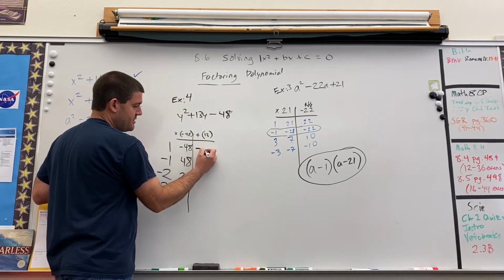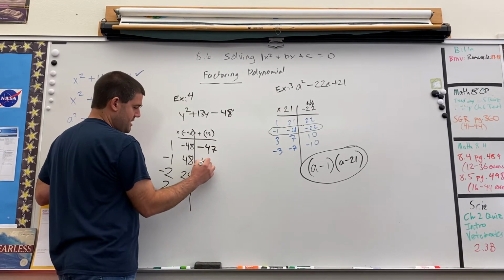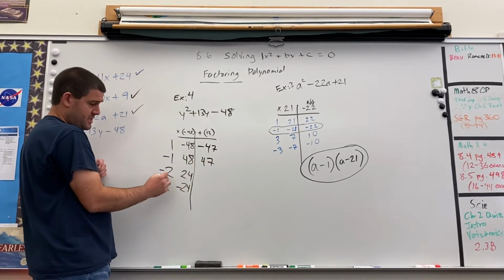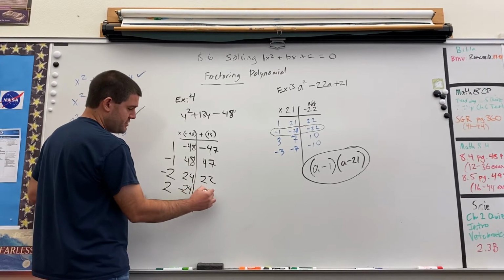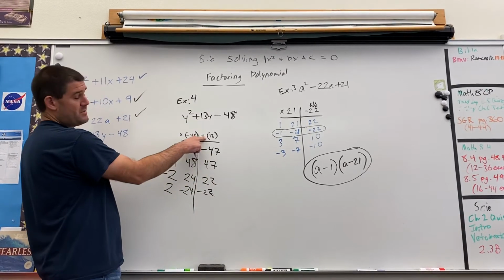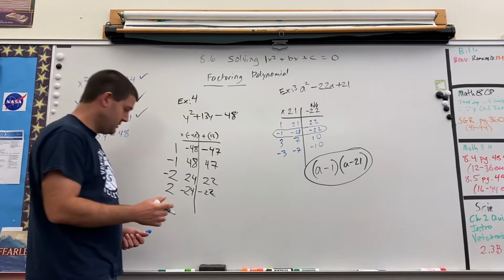So this is negative 47. This is positive 47. This is 22. This is negative 22. Well, I'm not getting my plus 13 that I want, so I got to keep going, unfortunately.